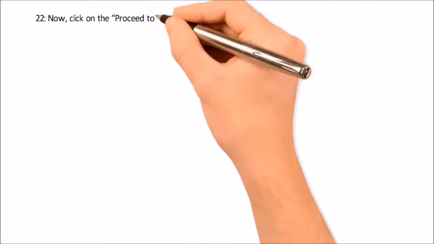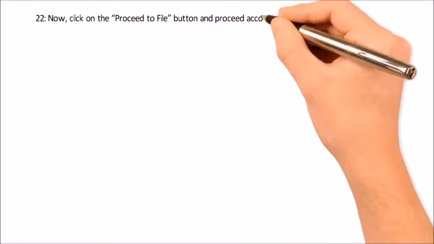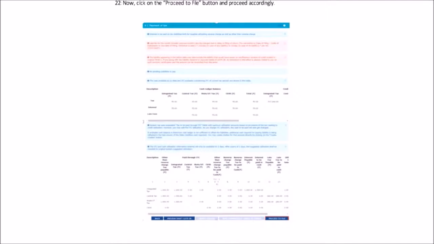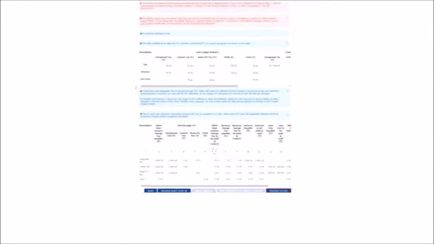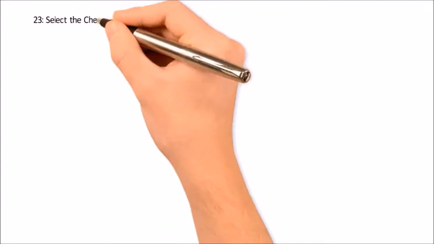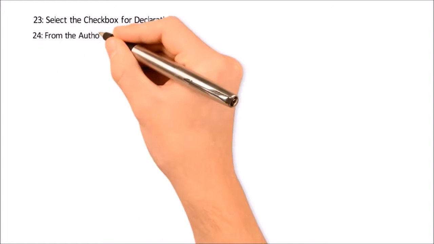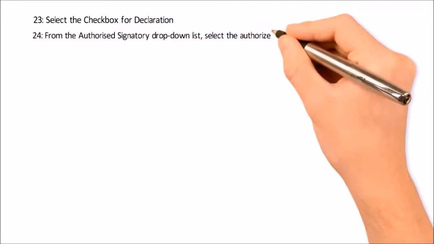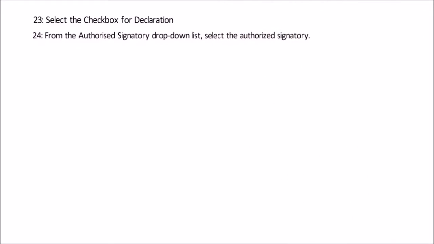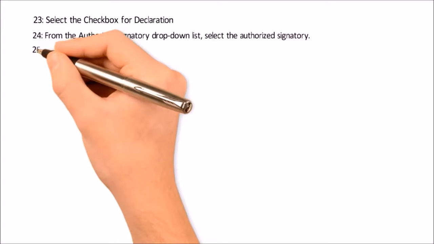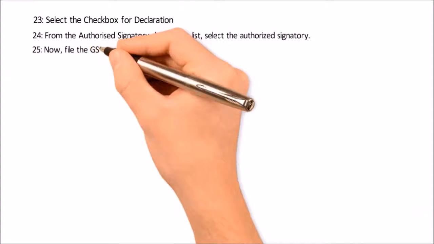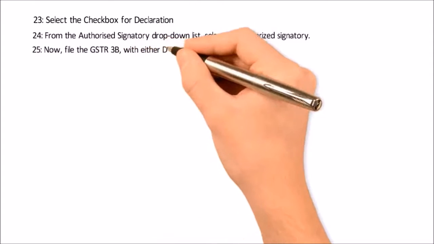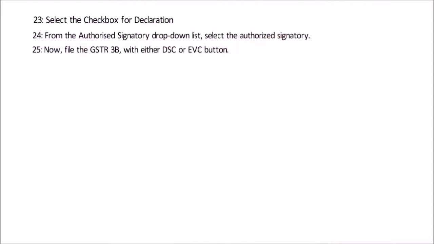22. Now, click on the Proceed to File button and proceed accordingly. 23. Select the checkbox for declaration. 24. From the Authorized Signatory drop-down list, select the Authorized Signatory. 25. Now, file the GSTR3B with either DSC or EVC button.